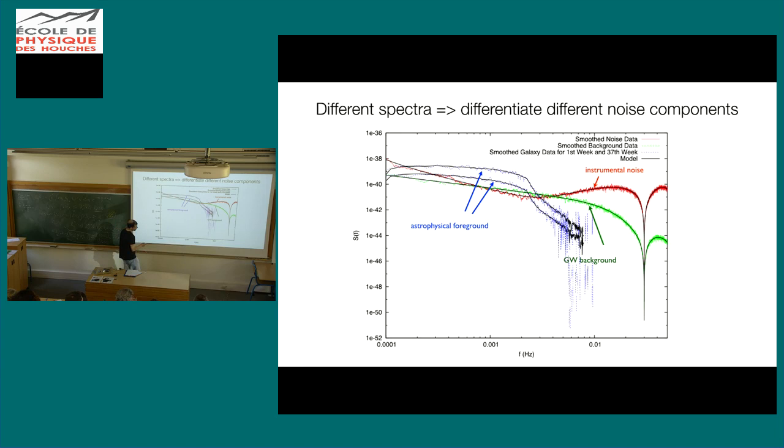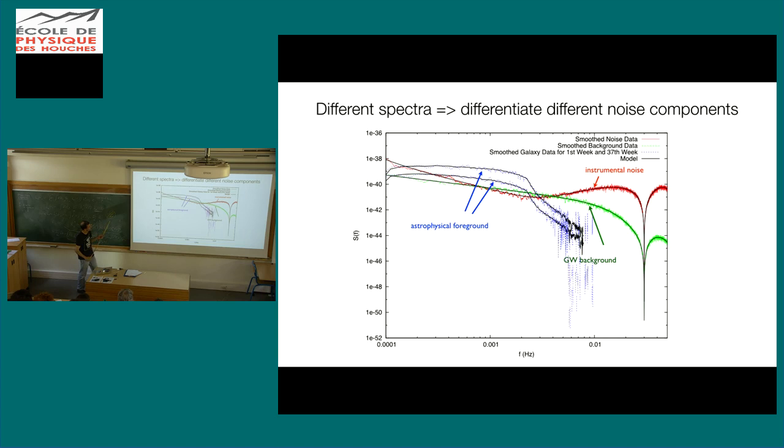So here we're plotting frequency and power. So power is a function of frequency. And we've got several traces here. Okay, so the red here is the instrumental noise, okay, which goes like this. Okay, the blue here, this and this, show the astrophysical foreground at two different times during the year. One when LISA is pointing in the direction of the galactic center, the galactic plane, where the magnitude is large. And then this is at a different time of the year where the amplitude of the signal is smaller.